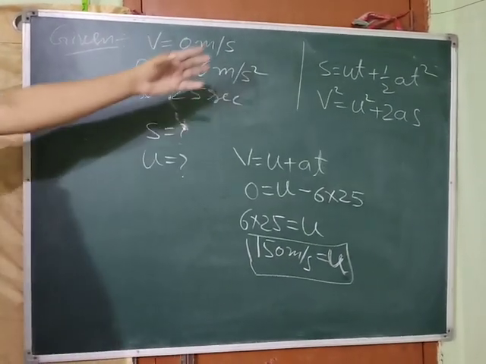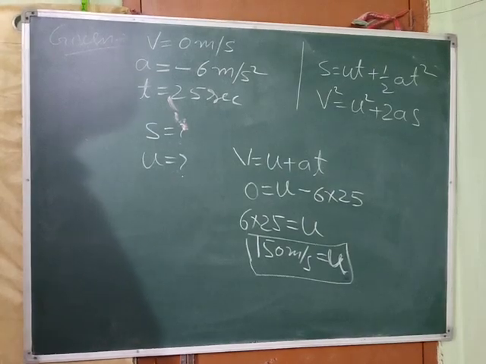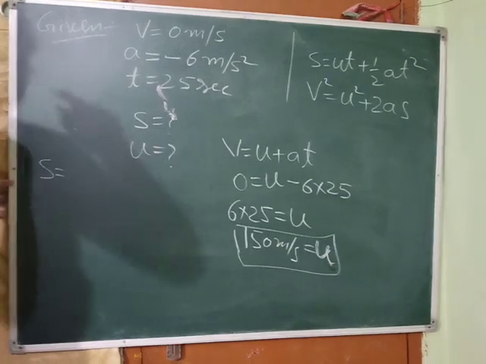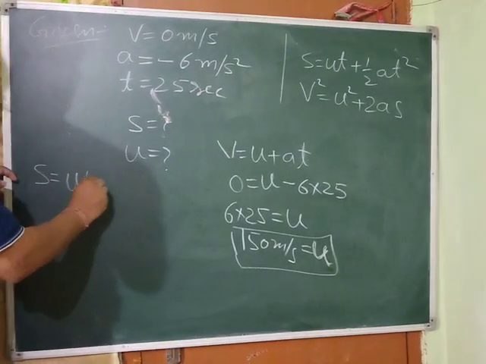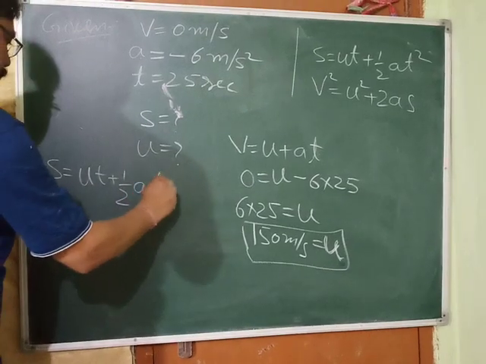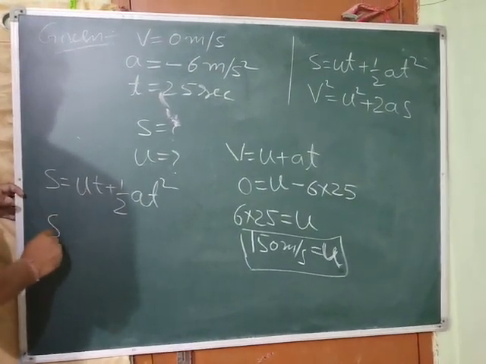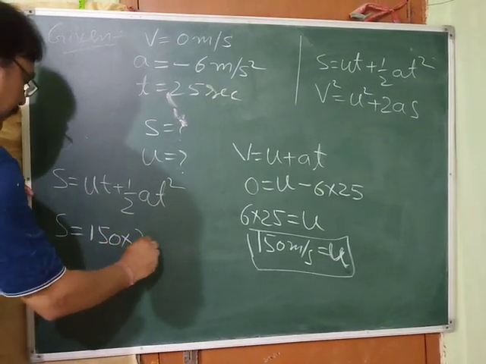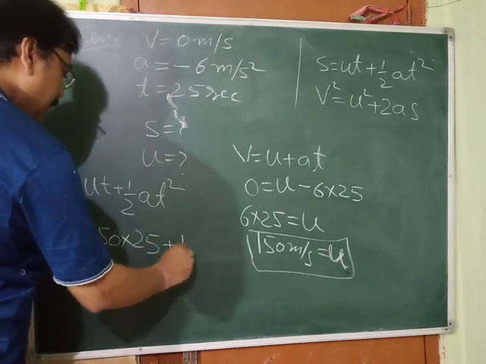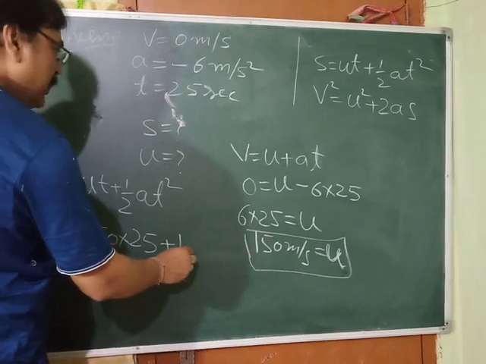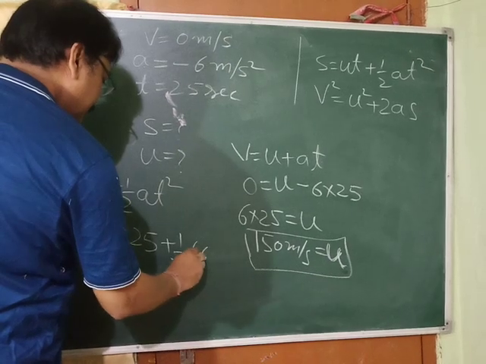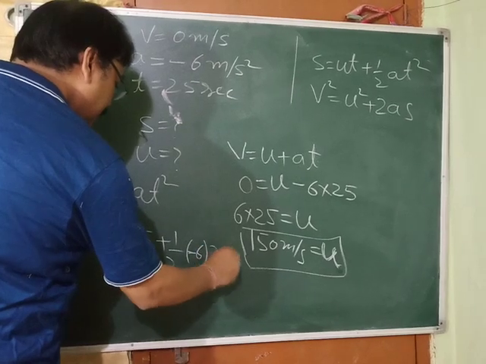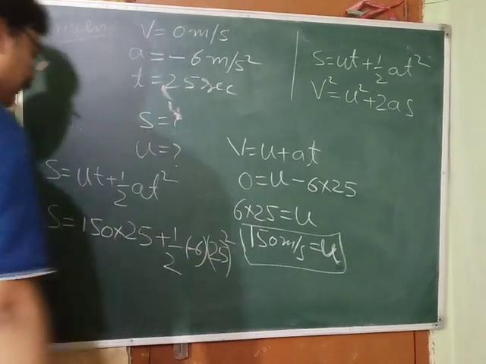Now you can use any of the equations on the right side to calculate the displacement. So whichever you like. So S is equal to, you can use ut plus half at square. So S is equal to, u is how much? U is 150. Time is 25, plus half. A is how much? A is minus 6. T square, that is 25 square. That's what we can write.